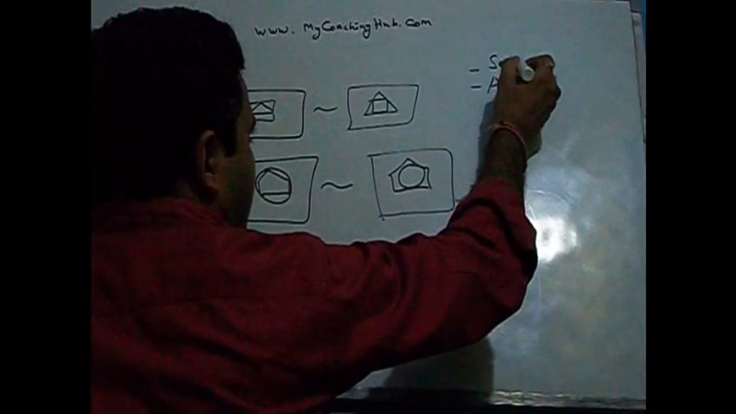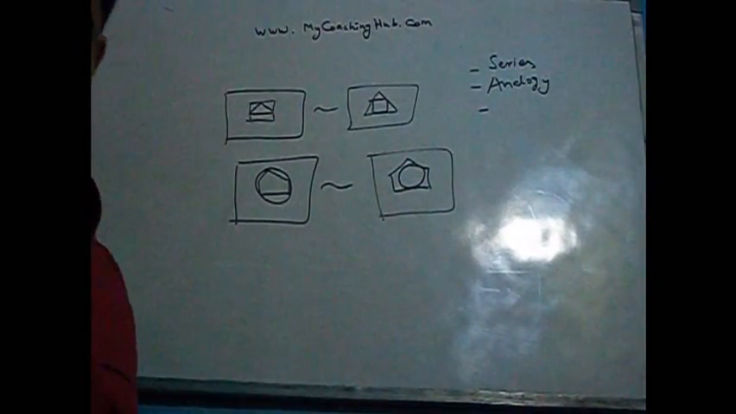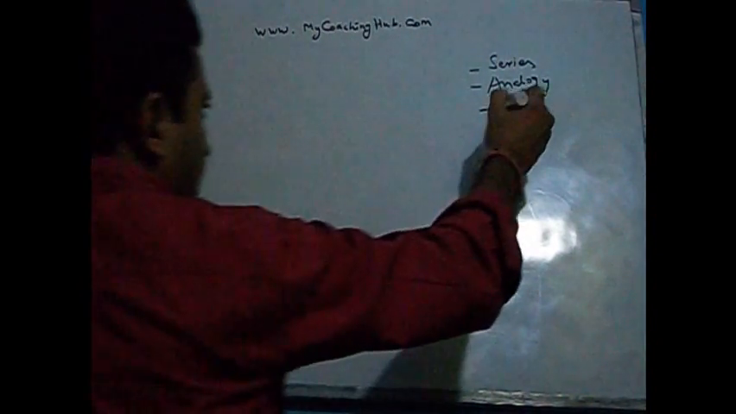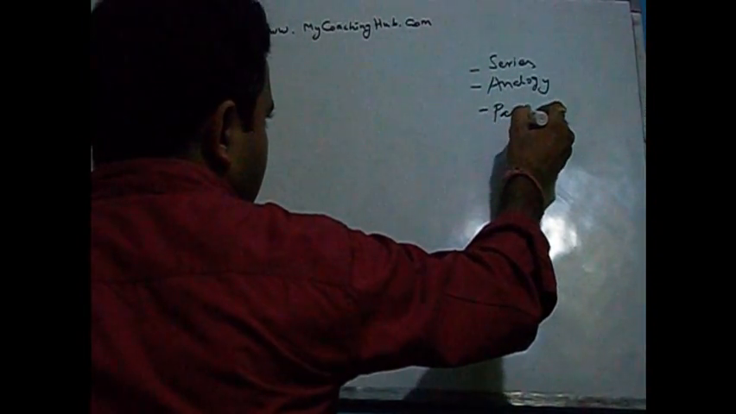First we talked about series, then there is analogy. Let us see what else can be there. The other thing which you can face is something called paper cutting. Okay. Let me write it here.